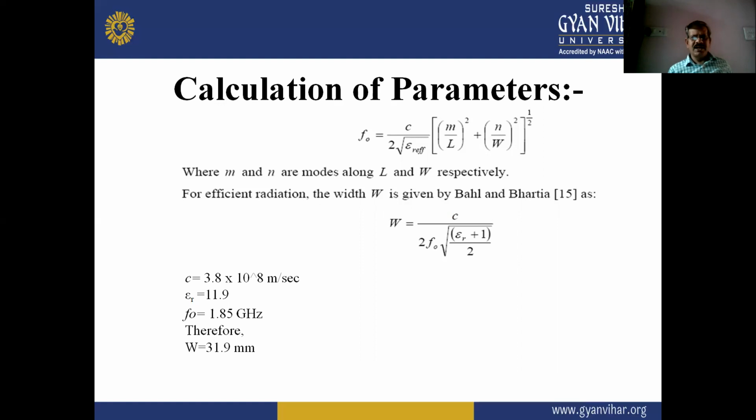For efficient radiation, the width W is given by Bell and Barton as W equal to c upon 2 f0 under root of (epsilon r plus 1) upon 2, where c is 3 into 10 to the power 8 meter per second, epsilon r equal to 11.9, and frequency f0 equal to 1.8 gigahertz. Therefore, width W equal to 31.9 mm.